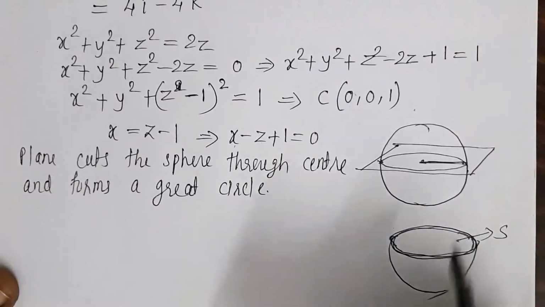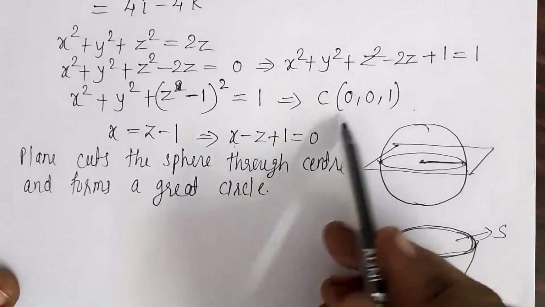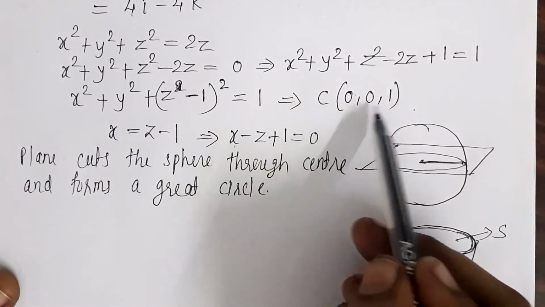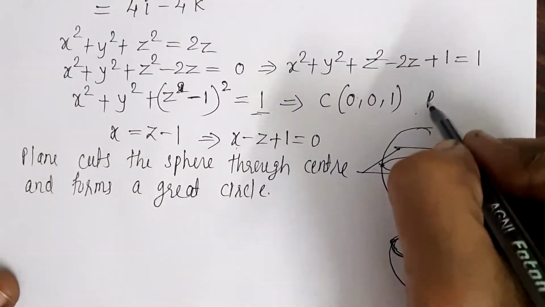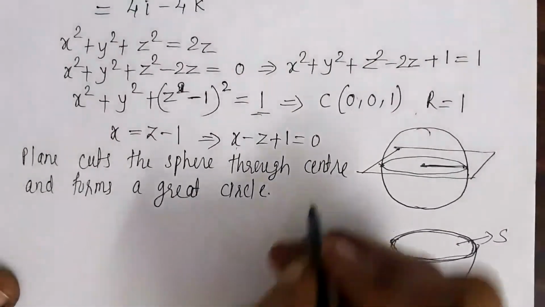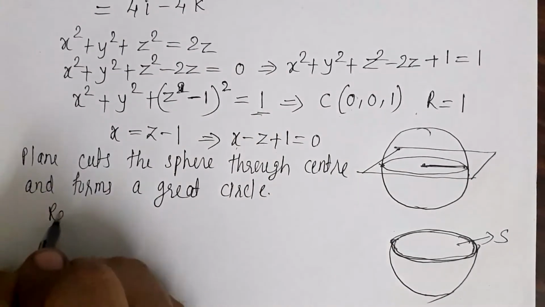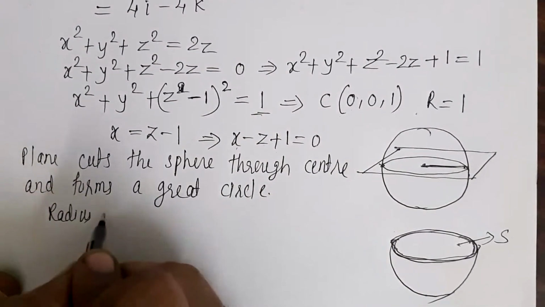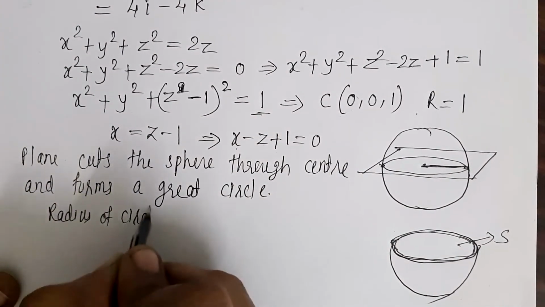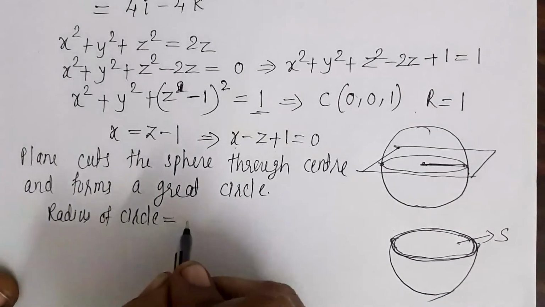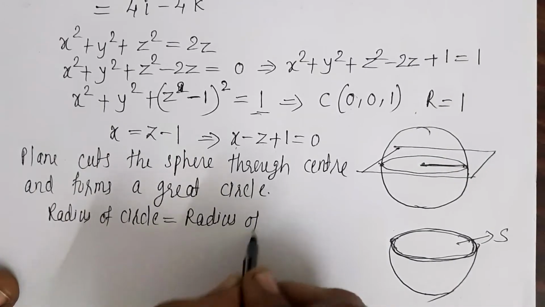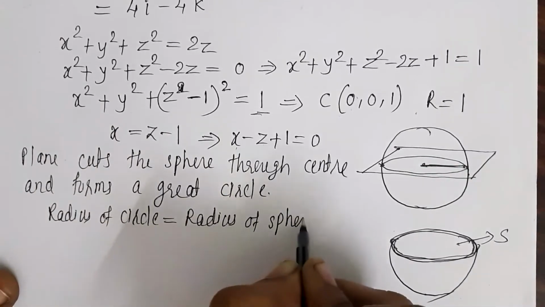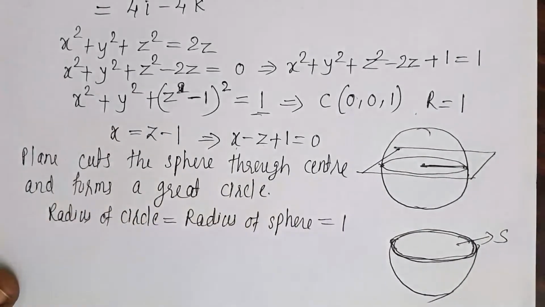circle. Now what is the center and radius of this circle? The center is 0, 0, 1, and the radius of the circle is this right hand side. So what is the radius of the sphere? It is 1. So due to this great circle, the radius of the circle is the same as the radius of the sphere. So it is equal to 1.